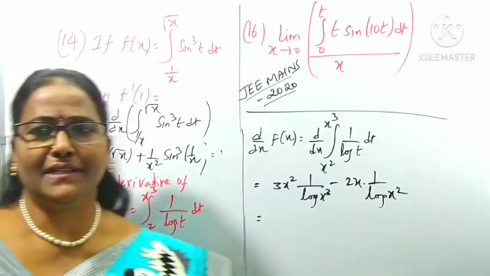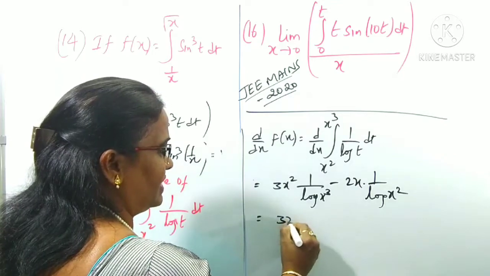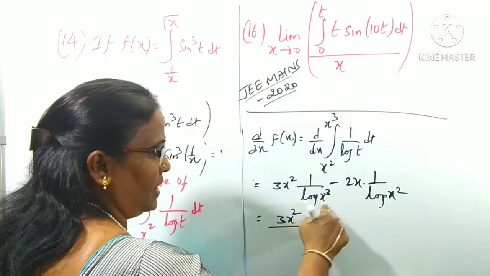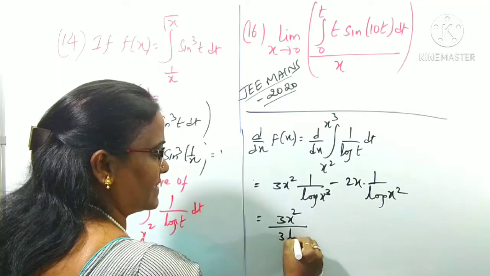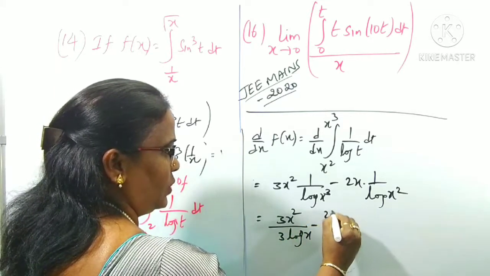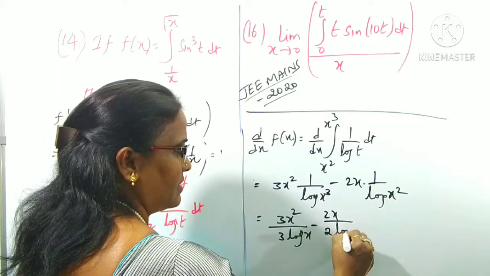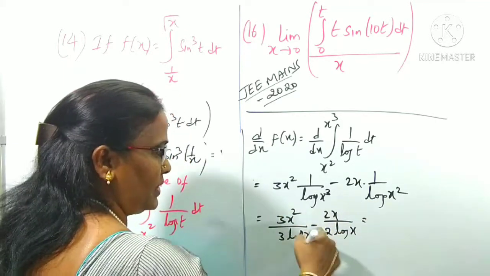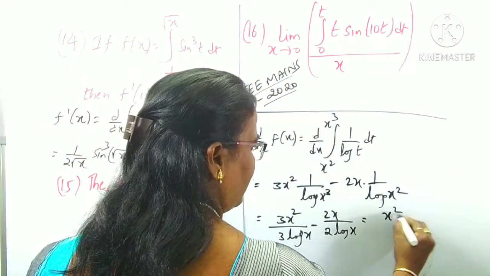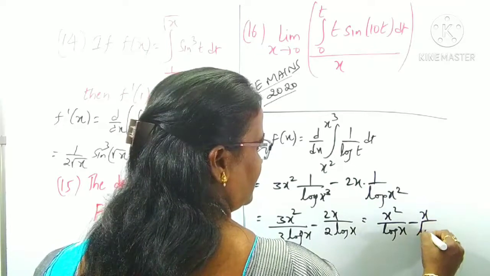In log x power n is n log x. That is, we can simplify here like this: 3x square by log x cube, we can write 3 log x. Log x power n formula used here with minus 2x by log x square, we can write 2 log x. Here 3, here 2 cancel. What is left over? x square by log x minus x by log x.